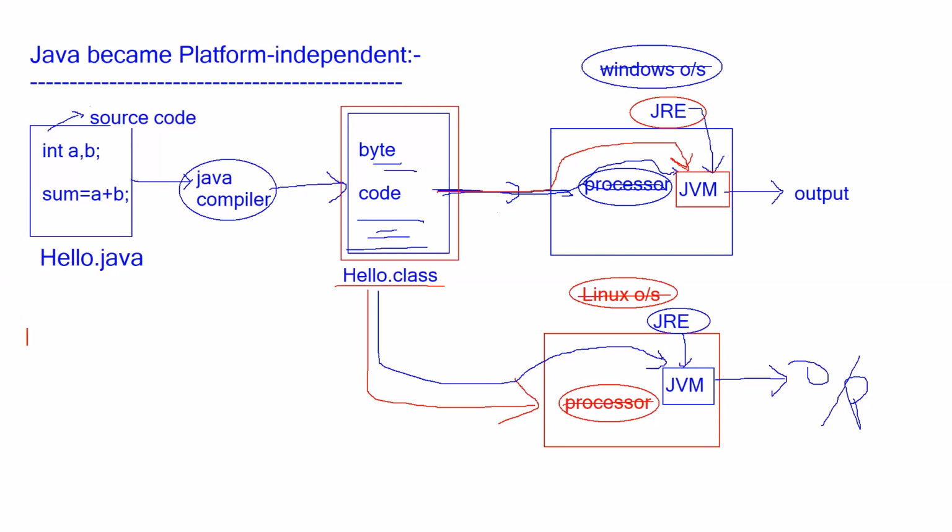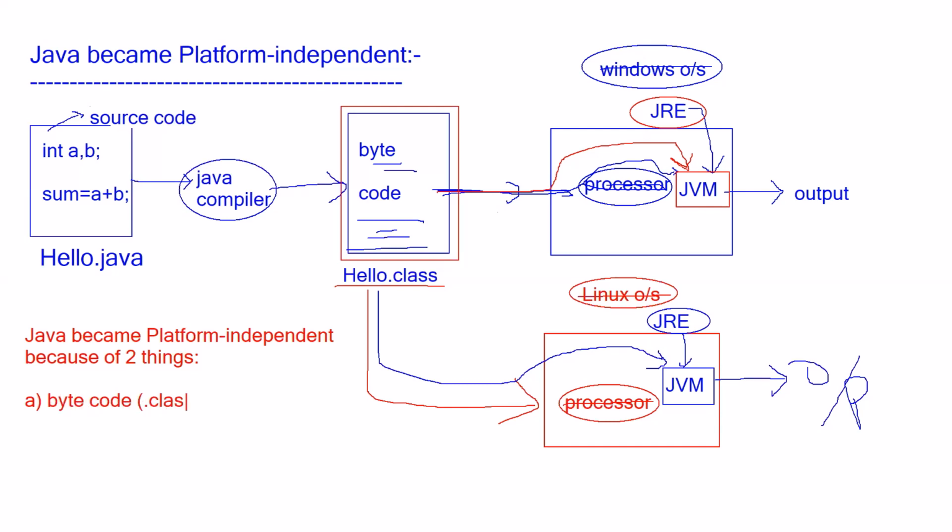How did Java become a platform independent language? Because of two things. The first one is the bytecode, which is nothing but the .class file. And secondly, the JRE and JVM. Because of these two things, Java became a platform independent language.